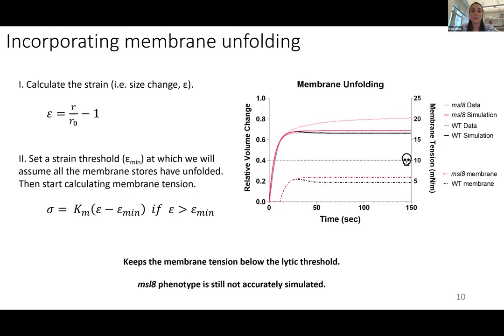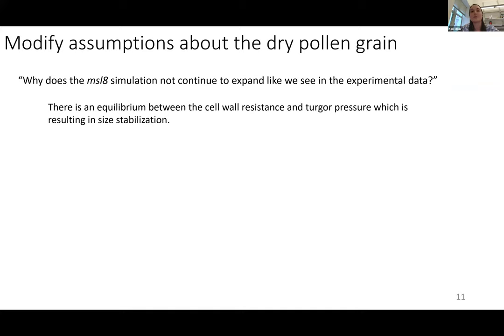You'll notice, though, one glaring issue: the MSL8 simulation is still not doing what we expected, where it continues to expand, the characteristic phenotype of MSL8 being hydrated. So we still need to readdress something here. One of our assumptions is still not quite right. So why does the MSL8 simulation not continue to expand like we see in the experimental data? Essentially, there's an equilibrium between the cell wall resistance and the turgor pressure, which is resulting in this size stabilization that we're seeing.